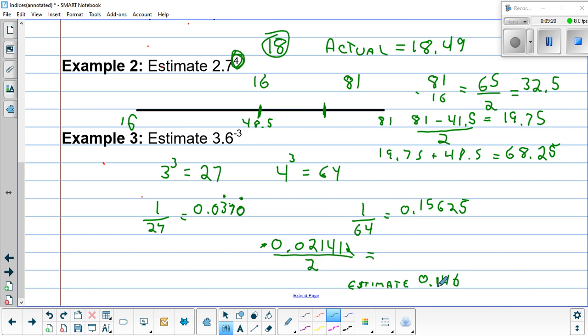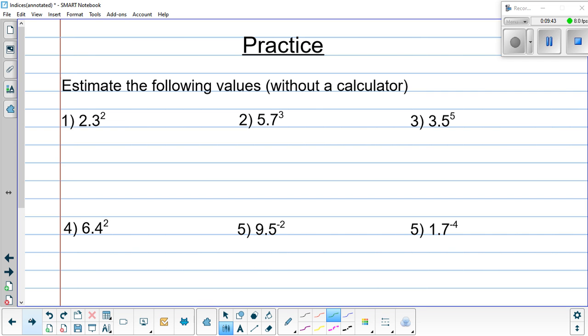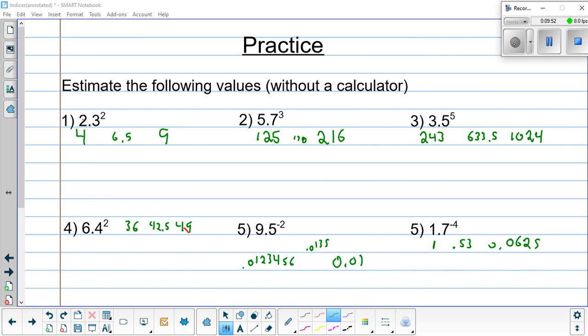So we can do that. Let's check this. 3.6 times 3.6 times 3.6, and 1 divided by 46.6. So we got 0.02. So our estimate wasn't as accurate as we had hoped. So keep in mind, just try and be as accurate as you can. So try these ones. When you're ready, press play, and we'll go through the answers.